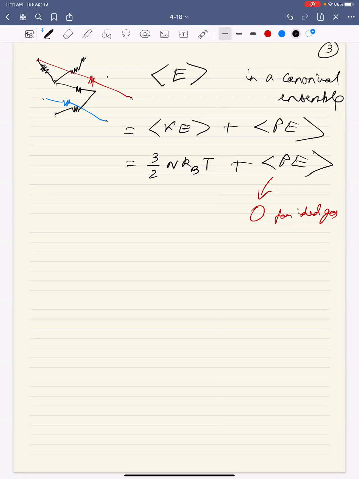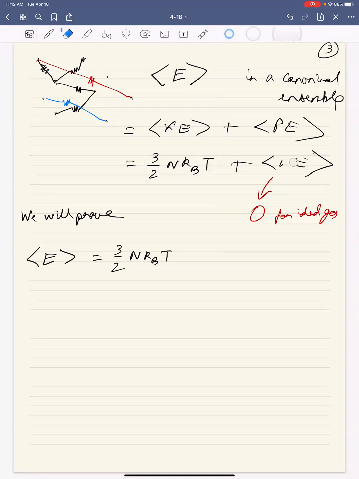And I want you to take a moment when I write the result to see actually why it makes intuitive sense. So we will prove that E is equal to 3/2 N k_B T plus the average potential energy. Average potential energy basically means the average of my capital U that I wrote in the first page. This is going to be for a pair potential. We will prove it for a pair interaction system.